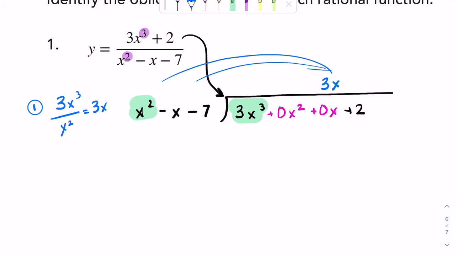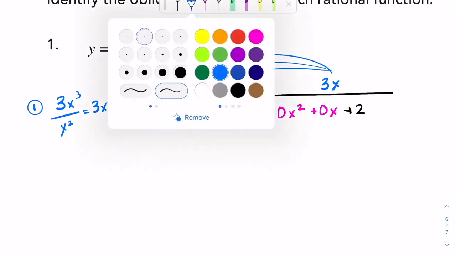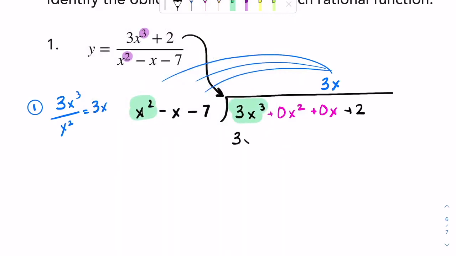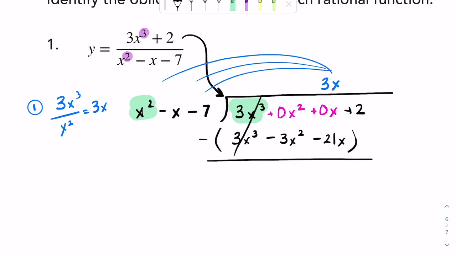3x times all terms, we have 3x times x squared, which is 3x cubed. 3x times negative x is negative 3x squared, and 3x times negative 7 is negative 21x. We are subtracting all terms. 3x cubed minus 3x cubed is 0. 0 minus negative 3 is positive 3x squared. And 0 minus negative 21 is positive 21x. Bring down the 2. Repeat the process.